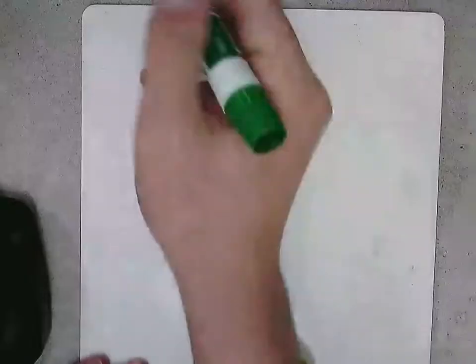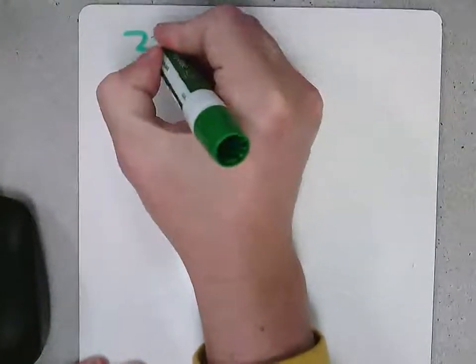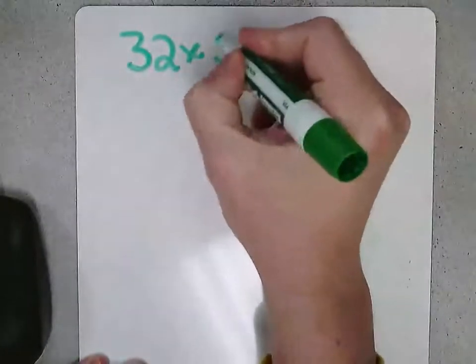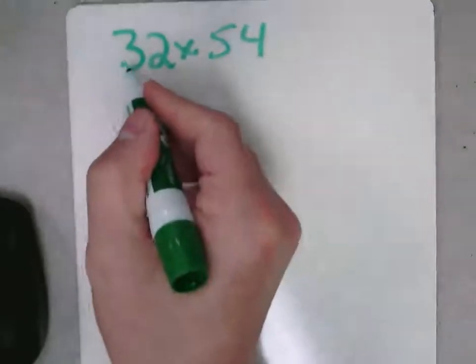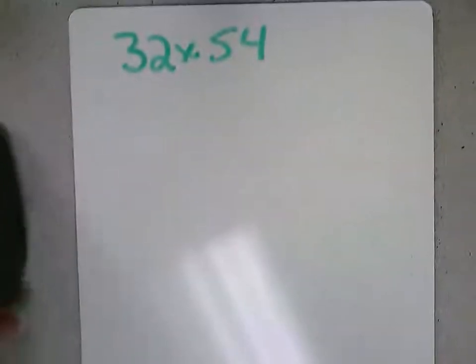So without further ado, when we are doing 2 by 2 multiplication using an area model, we start by creating our model itself. Well, first, let's just name a problem. Let's say we're going to do 32 times 54. So 32 times 54, 2 digits times 2 digits.